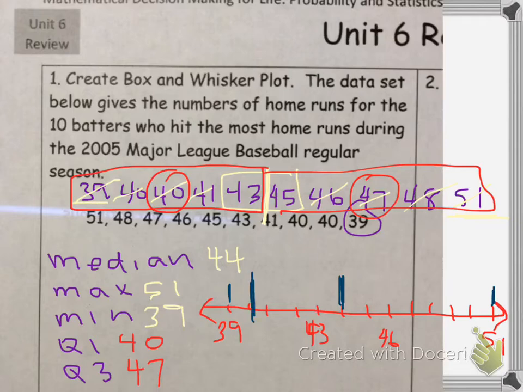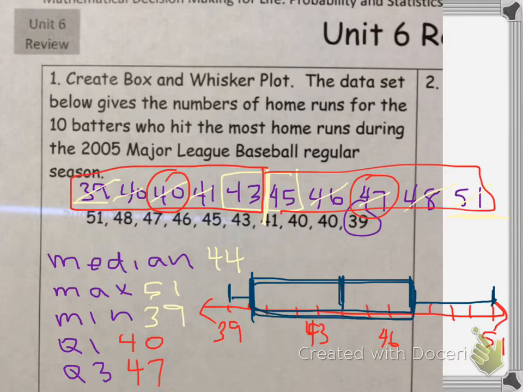And quartile 3's value is at 47. The box goes around those middle 3 values for the box of my box and whisker plot, and the whiskers go out to the minimum and down to the maximum. So my box and whisker plot looks something like that.